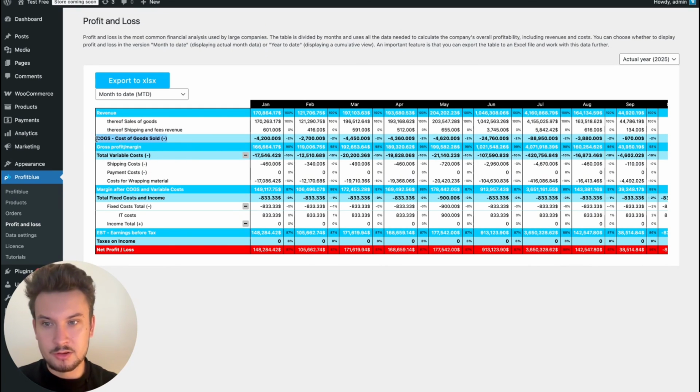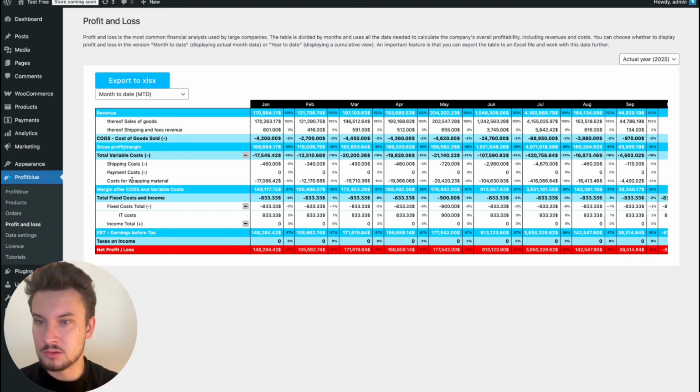And here you have COGS. COGS is cost of goods sold. That means how much you pay for products. What are your costs for your products? That's why it's called cost of goods sold. Then after that, you have gross margin and gross profit. Gross profit is basically the revenue decreased by the COGS. And this is one of the most important indicators of every company, gross margin.